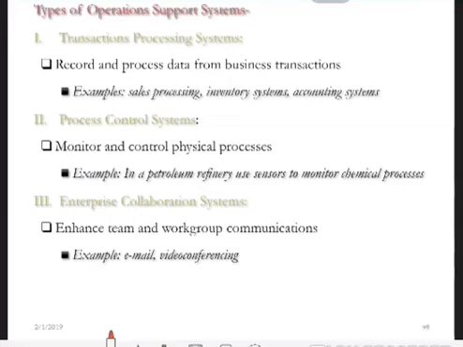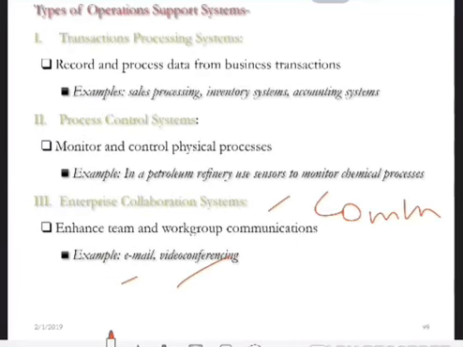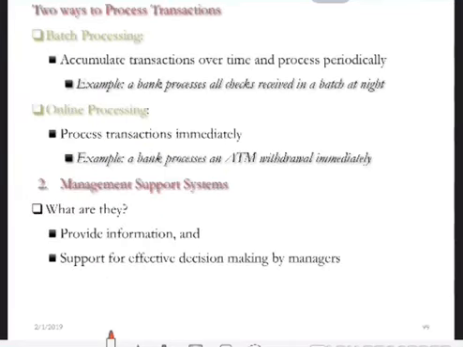Enterprise collaboration system: if it is used for communication, we call it enterprise collaboration system. In case of team and work group communication, for example email and video conference, such type of information system we call enterprise collaboration system. And two ways to process transactions. In a transaction processing system, to process we have two types: batch and online processing system.